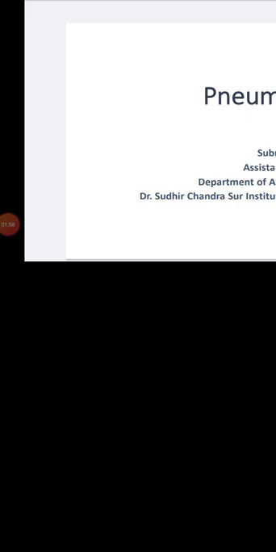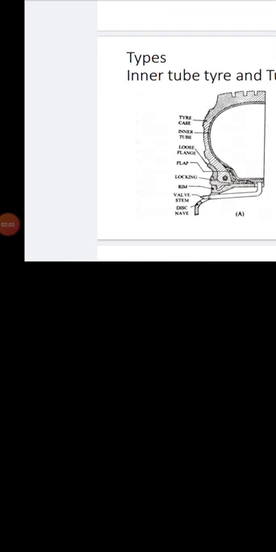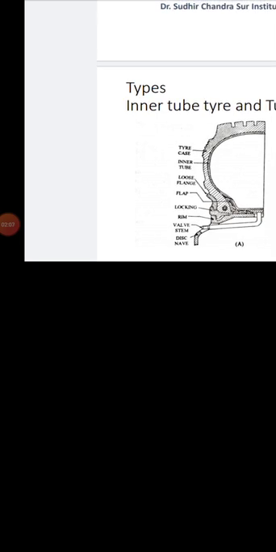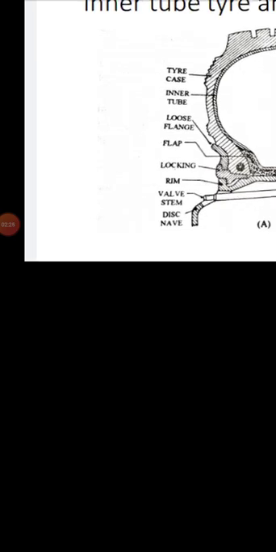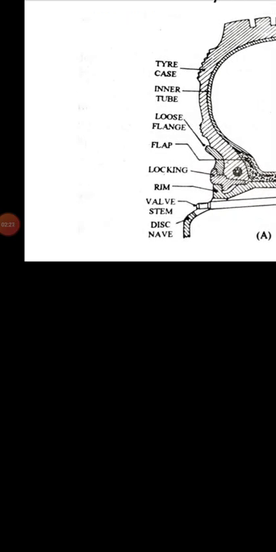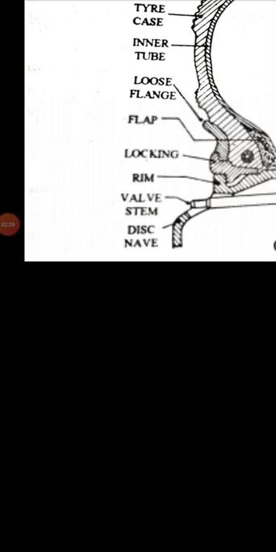We know tires are broadly classified into two types. One is the inner tube tire, or tube tire, and the other is the tubeless tire. Nowadays the era is going towards tubeless tires. This is the figure of the inner tube tire.